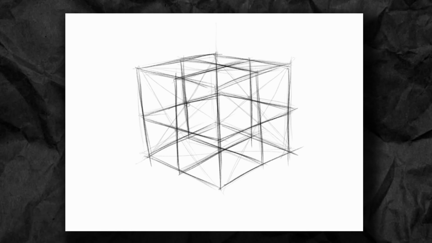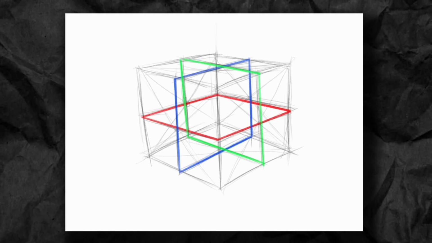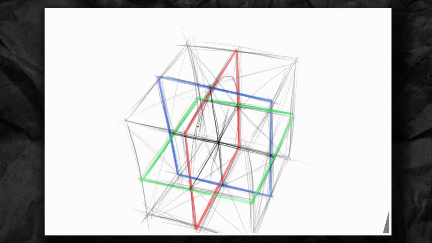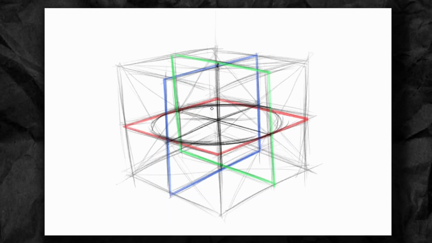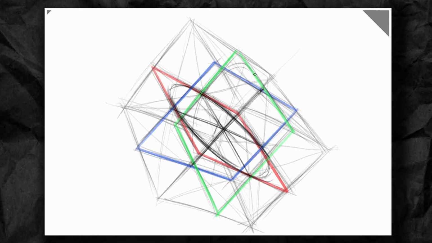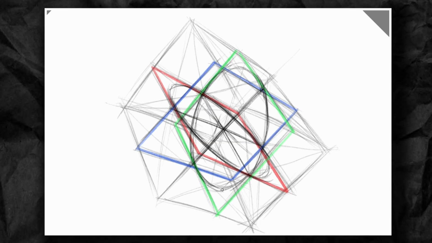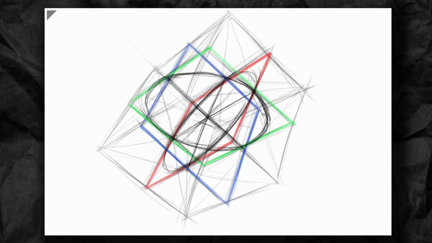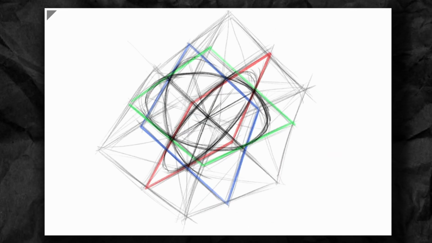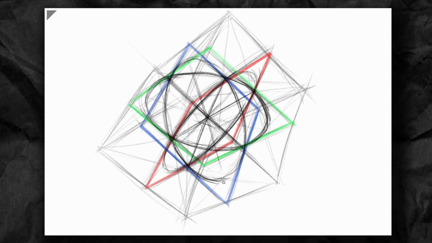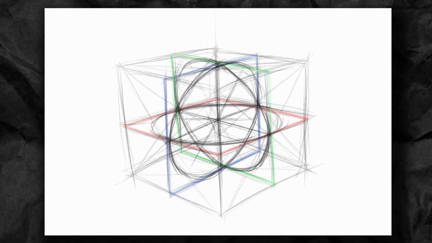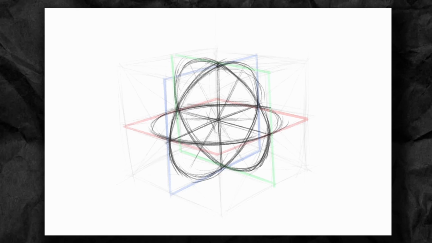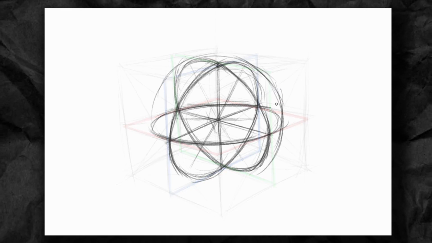To draw a sphere, start with a cube and divide each one of its sides into 4. This will leave you with 3 new planes. Draw a circle inside each one of these planes using the method discussed during the circle entry. And finally, connect the 3 circles.